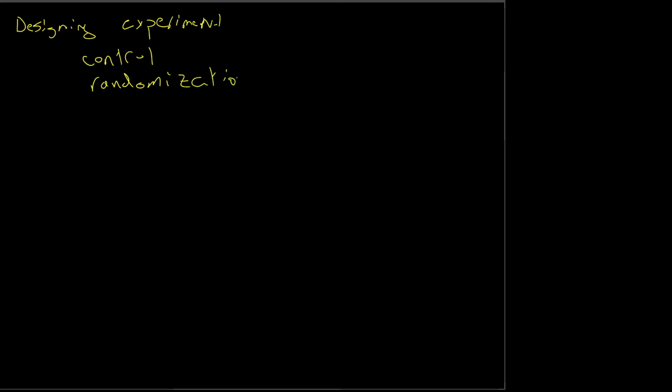And so what we want to do, in designing an experiment, is we want to have a control. We want to randomize things, have some type of randomization, and we want to be able to replicate, some type of replication. And these are the things that will give us a well-designed experiment.